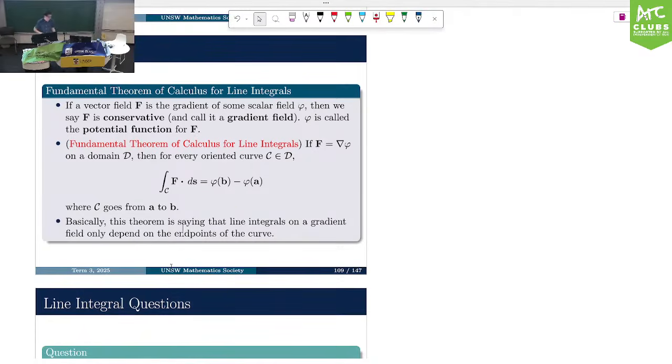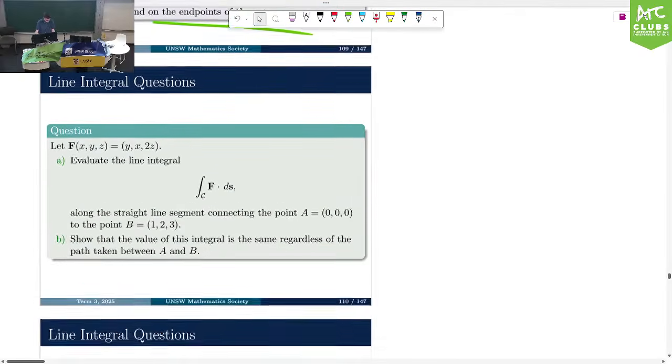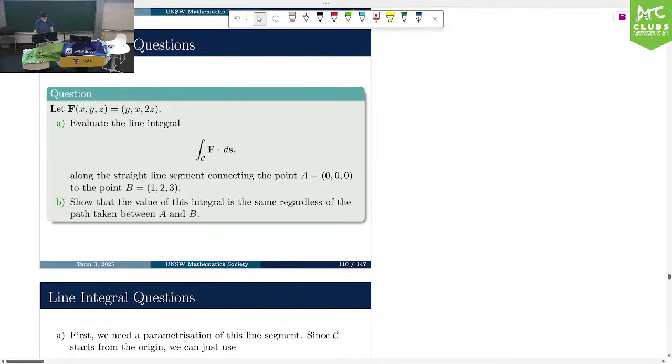That's to say that the integral is independent of our choice of parameterization, or sorry, not parameterization, but rather the path that we take from A to B. So it doesn't matter. Yeah, so it's only dependent on the endpoints. So we're looking at an example of that here.